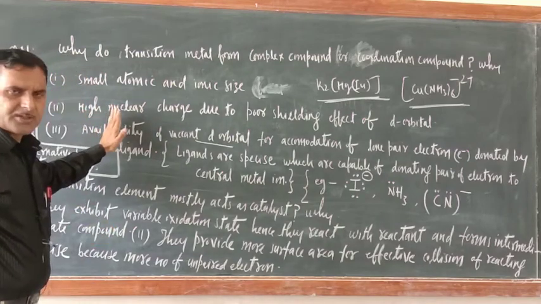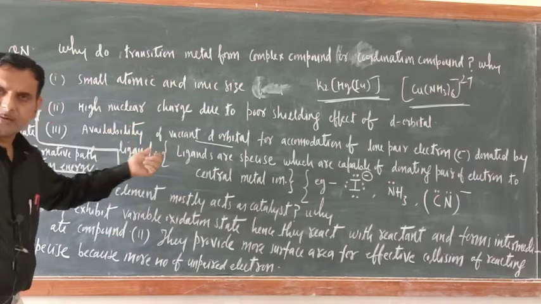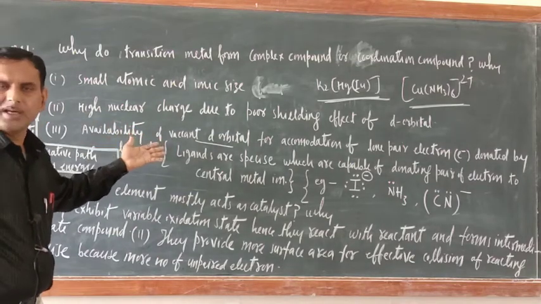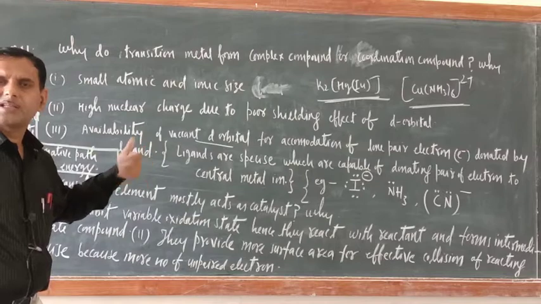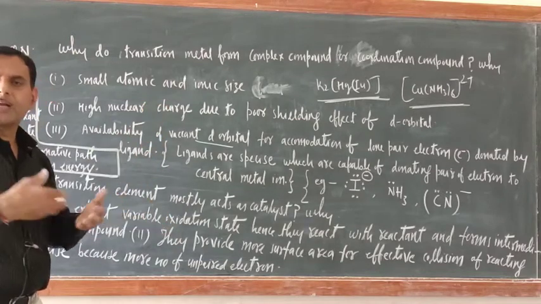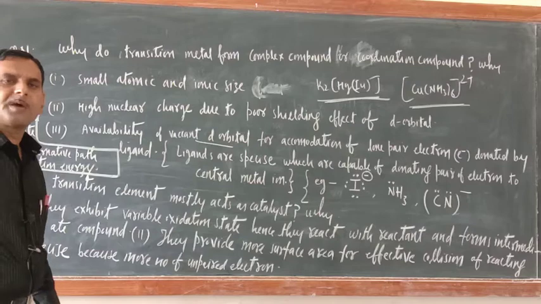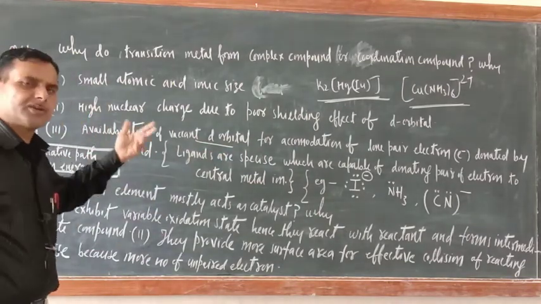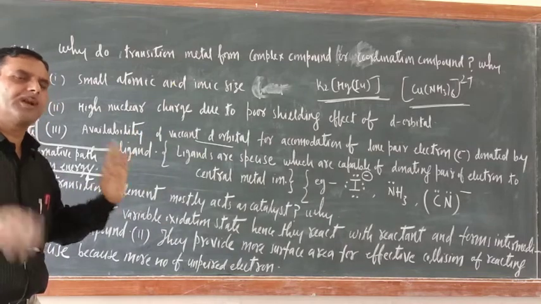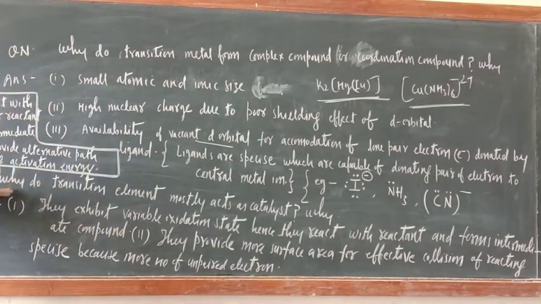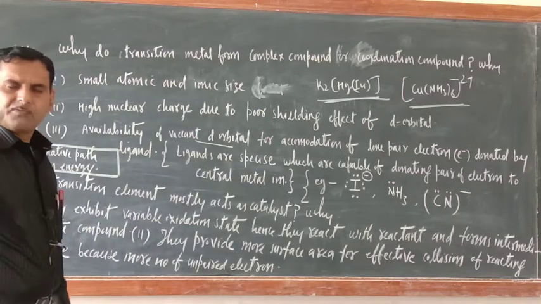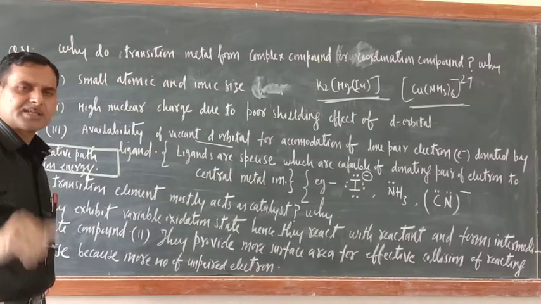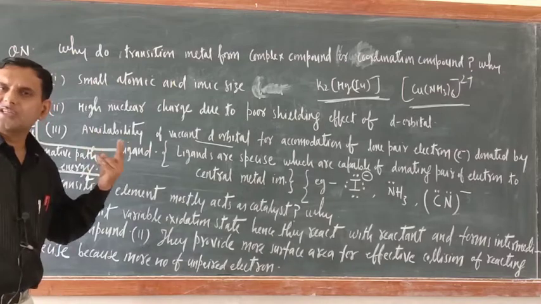So the nuclear charge should be high, and now you know transition elements have vacant d orbitals. How are vacant d orbitals helping in the formation of the complex? Vacant d orbitals will accommodate the lone pair of electrons which are donated by the ligands. About this, in the next unit you will study in full detail, then you will not have any doubt. Now there is one more question here: why do transition elements mostly act as catalysts? You might have seen that whosoever is acting as a catalyst, all belong to the transition elements only.